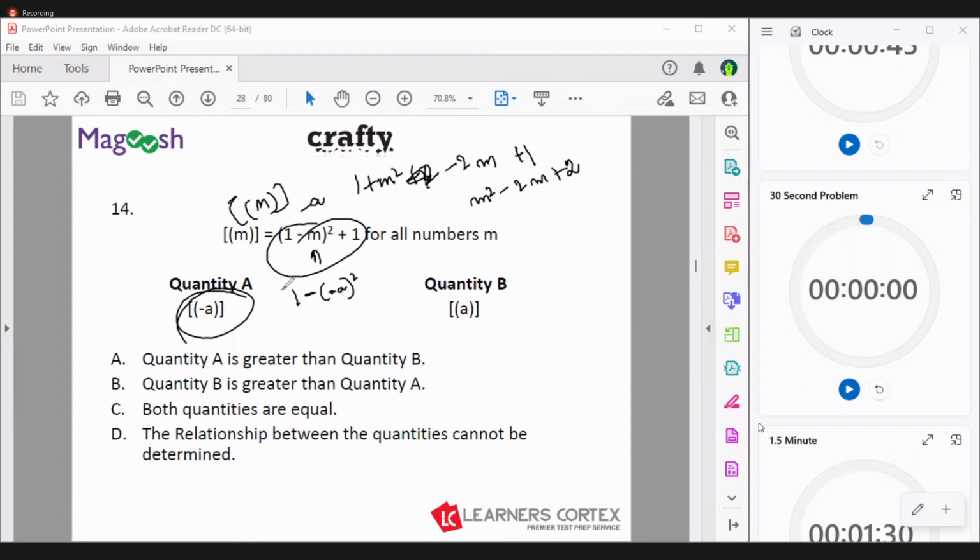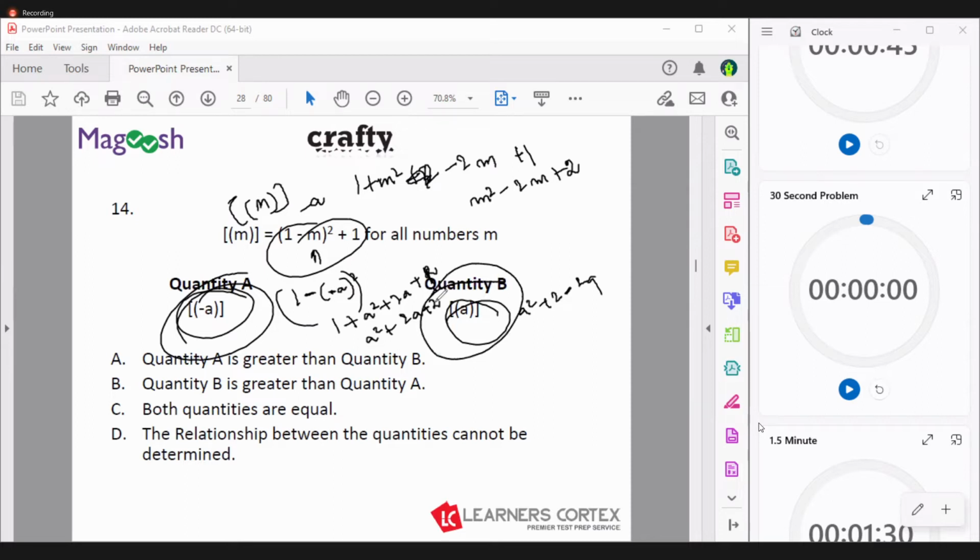So this becomes 1 plus a square plus 2a, and this becomes plus 2, and sorry, plus 1. So it will be a square plus 2a plus 2, and here it will be a square plus 2 minus 2a. So even with this, since the value of a is not known to us, we cannot determine.